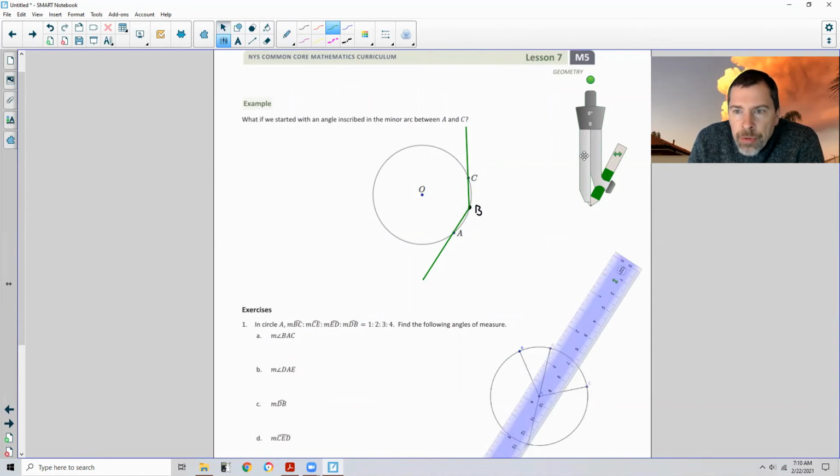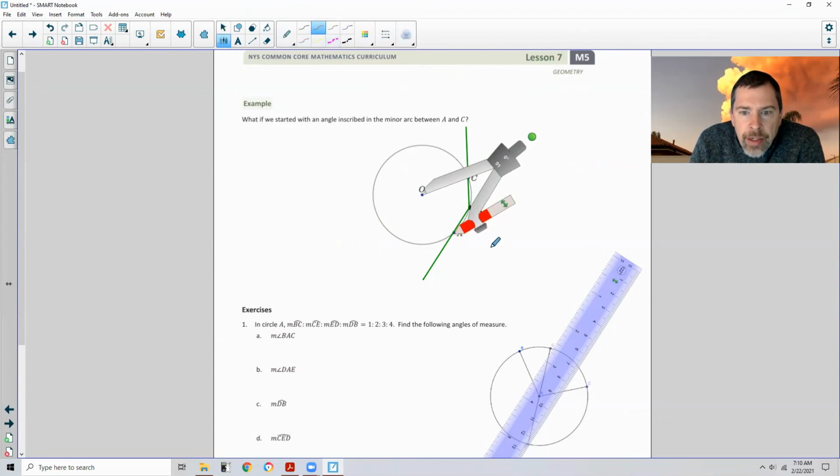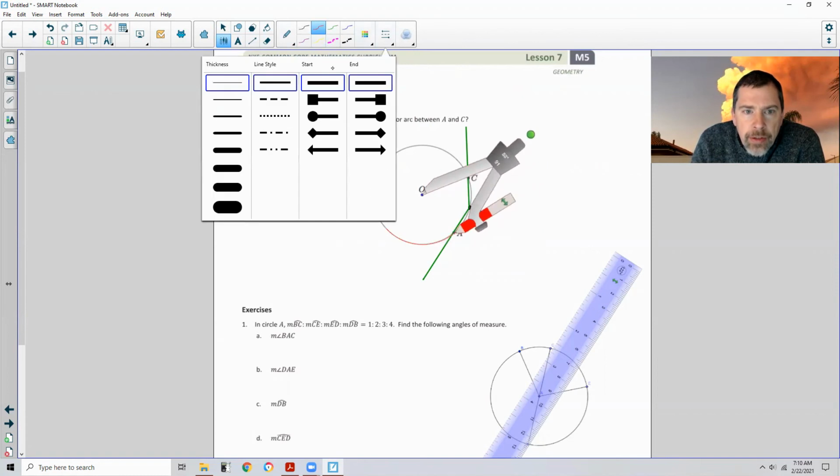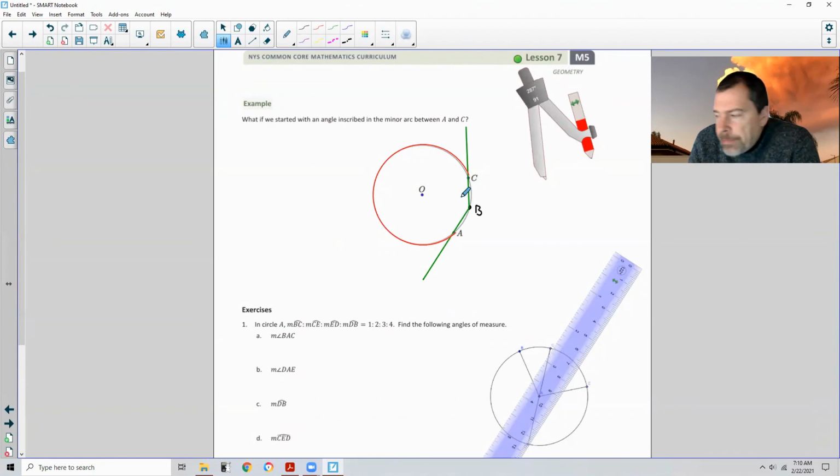The reason I have my compass here is because I'm going to label the intercepted arc using my compass. I'm going to start right here, put it right on O, change it to red, and trace the arc. Actually, let's make it thicker. I'm going to trace the arc around. That is the intercepted arc right there, from A all the way around to C.